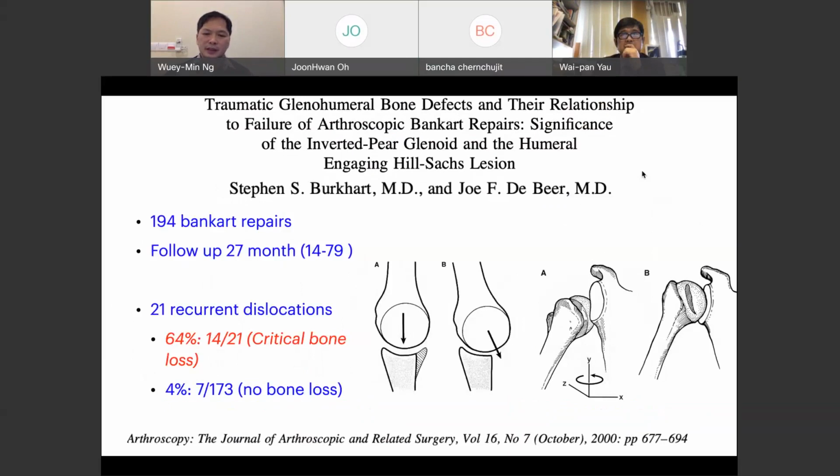They further analyzed the 21 cases of recurrent dislocation, and 14 cases, 64%, actually had a critical bone loss, either on the glenoid side or on the Hill-Sachs. Whereas there was only 4% failure of the Bankart repair if there was no bone loss. This shows that with bone loss, there is a lot of instability despite doing a repair.